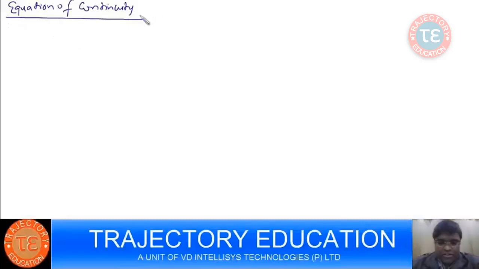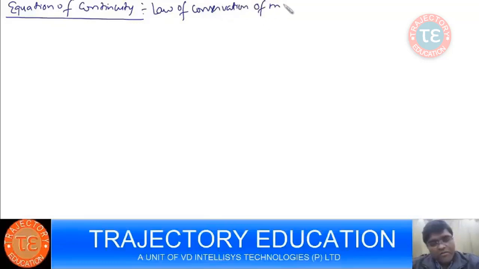Now we are going to discuss the equation of continuity. It's a very basic law which decides whether fluid flow is possible or not. This is the most basic law of fluid mechanics. This is nothing but the law of conservation of mass. That's going to be the equation of continuity.